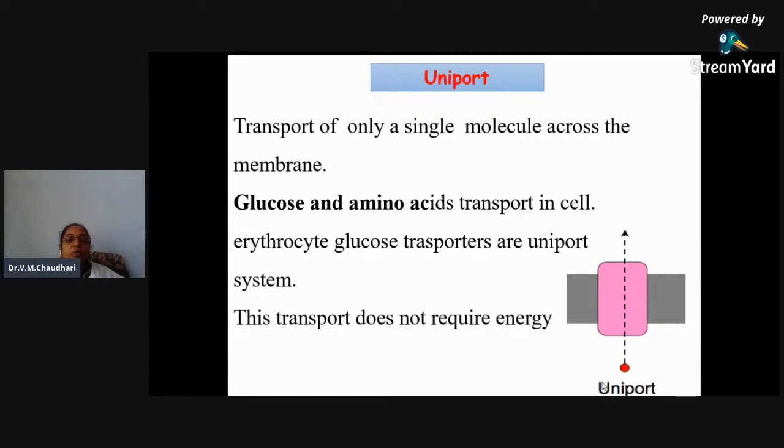That is, a single molecule crosses the cell membrane. This is the cell membrane, and this is the protein which is present in the cell membrane, and this protein transports only a single molecule from outside to inside the cell.